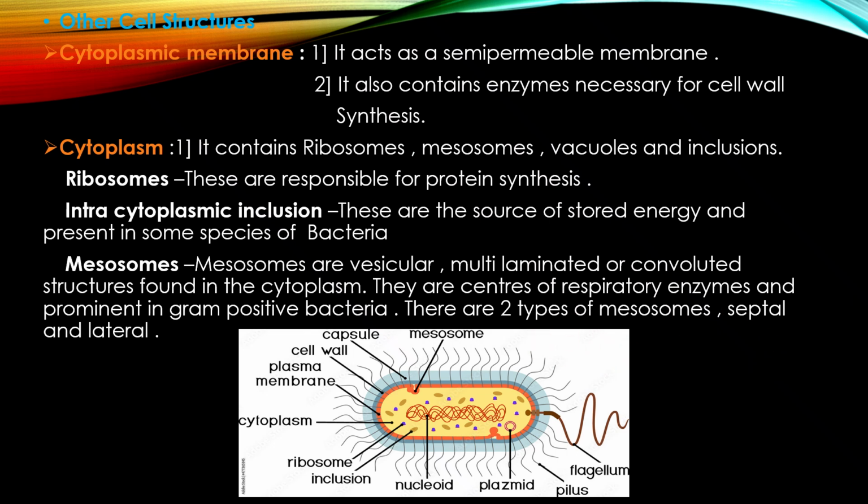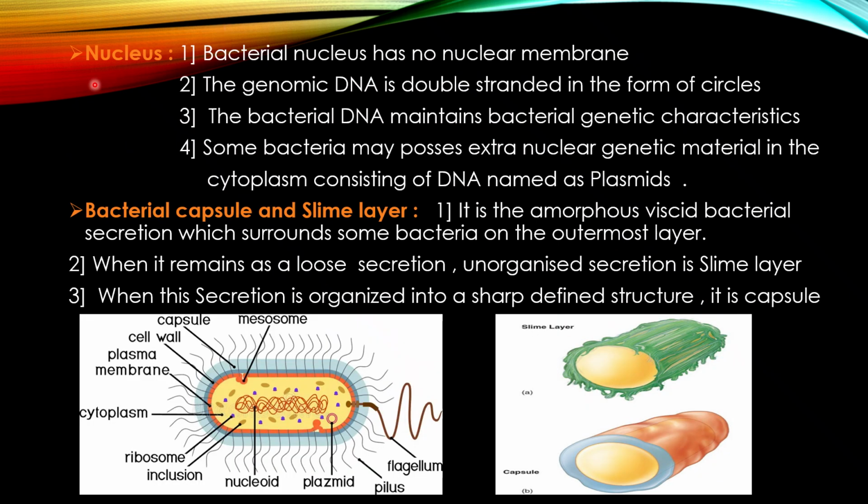Then next is the nucleus. So this is the nuclear region. The bacterial nucleus has no nuclear membrane. You can see that DNA is lying in the cytoplasm. So there is no membrane for this nucleus, hence we call it nucleoid.